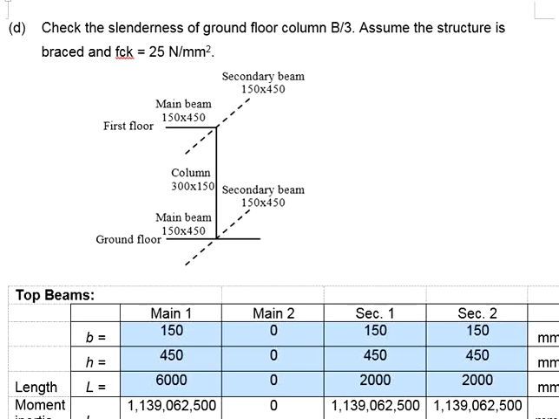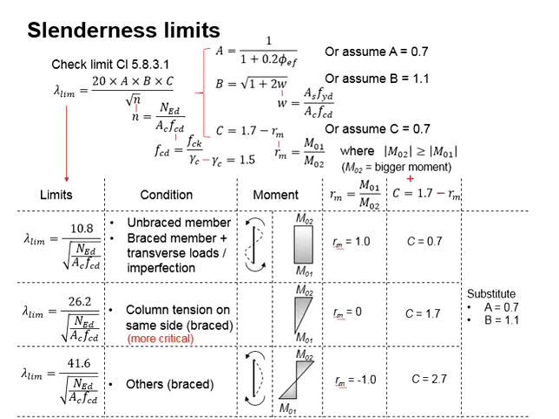Ultimately, it may lead to situations with different moments taken by the column at different ends. That leads to M02 and M01. N02 will be the larger moment, whereas N01 will be the smaller moment. Now this Rm looks into the ratio between the smaller moment against the larger moment. When the Rm here varies, this shall influence the C and subsequently influence the slenderness limits.